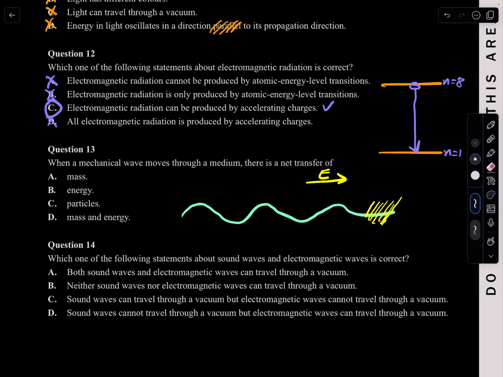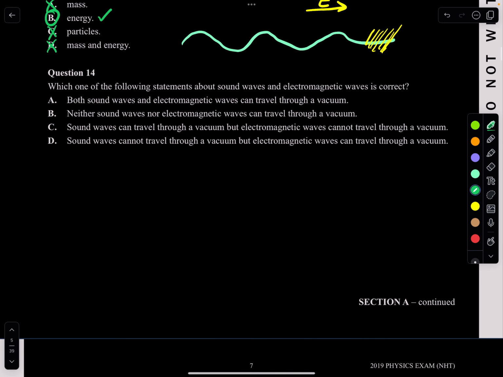So let's check our answers. A, mass, nope, mass is matter. B, energy, great. I'll say that's correct. C, particles is matter, so nope. And D, mass and energy, nope, mass is not. So B. Beautiful. Question 14.